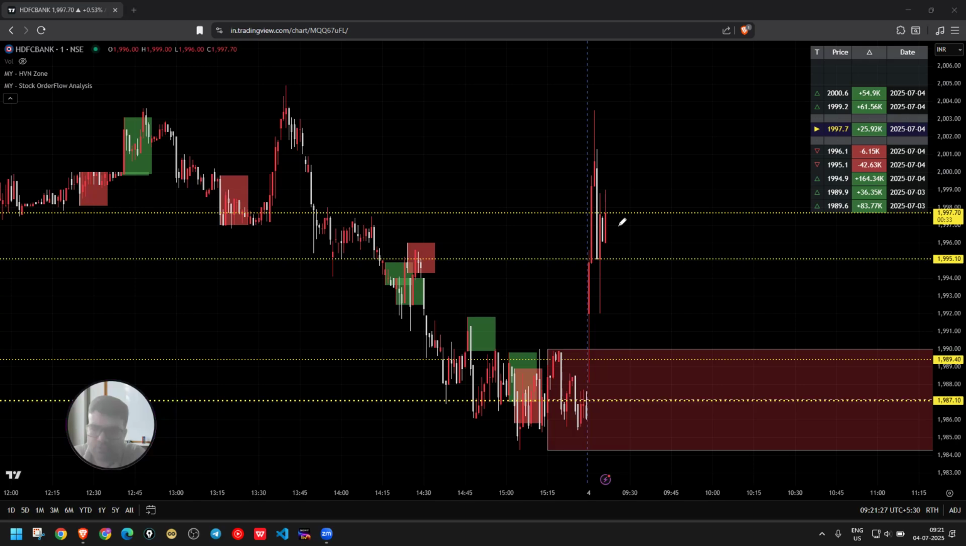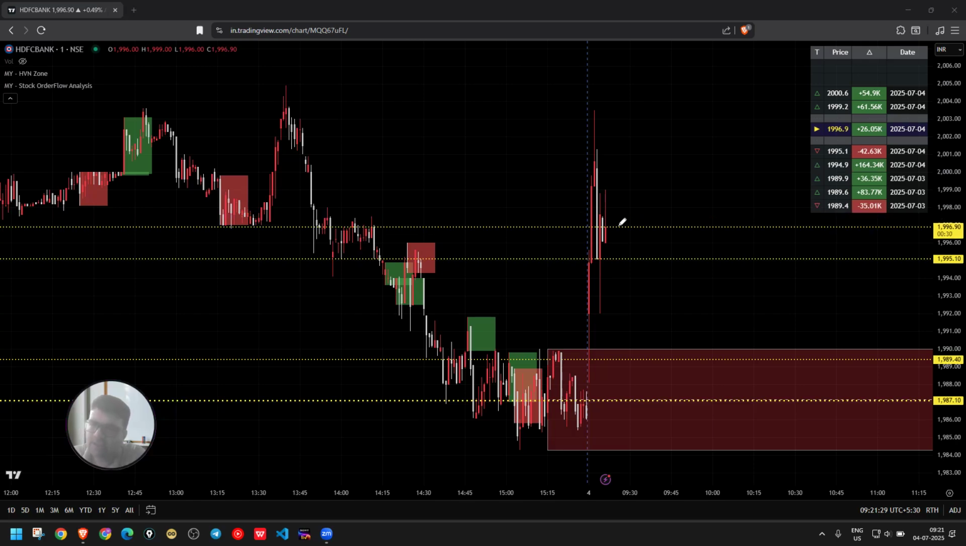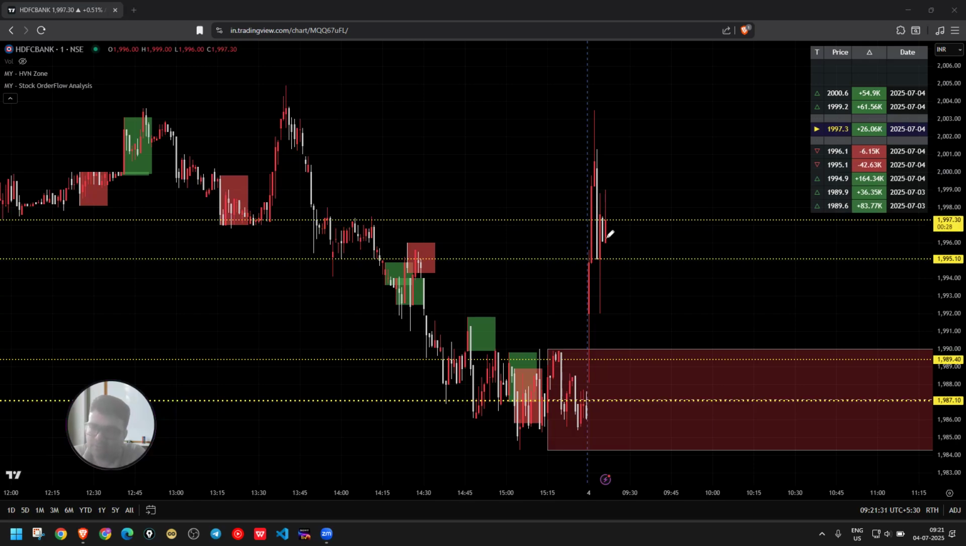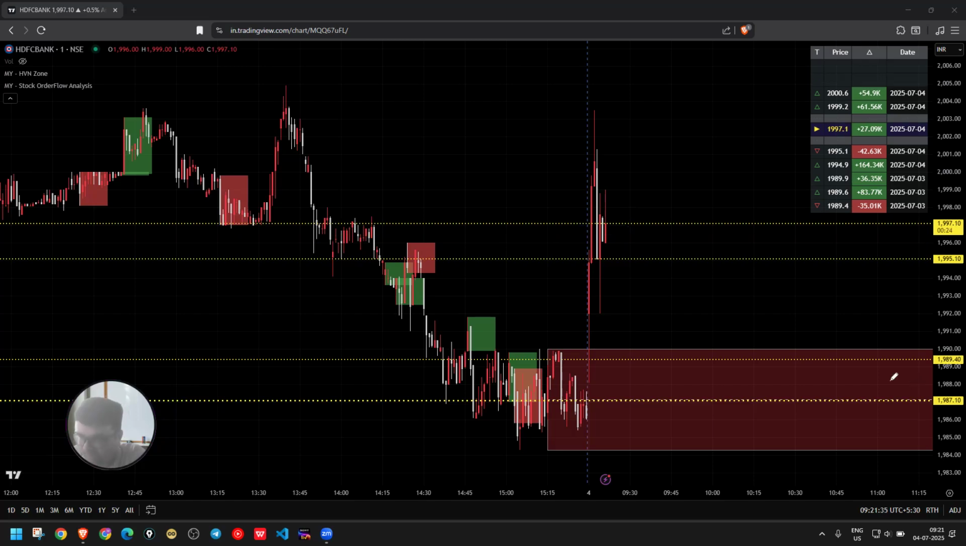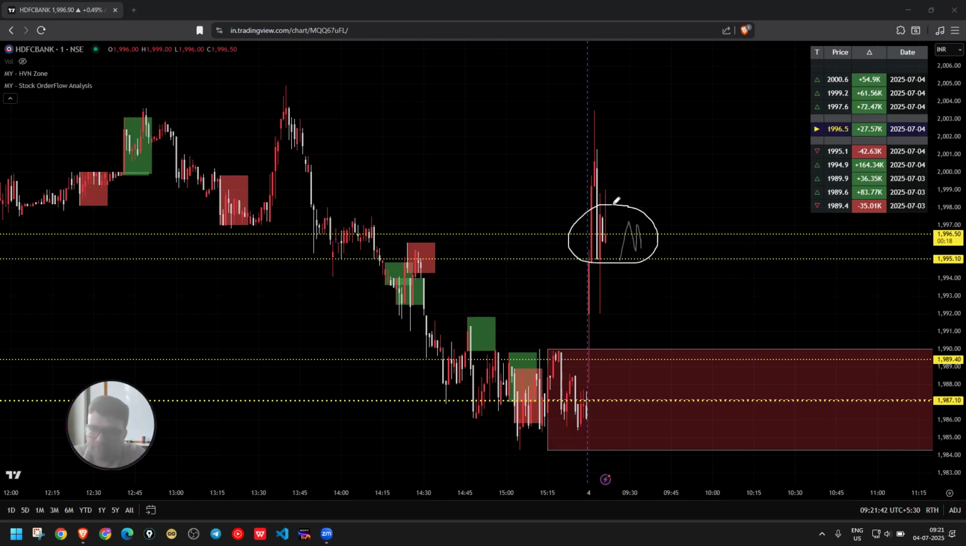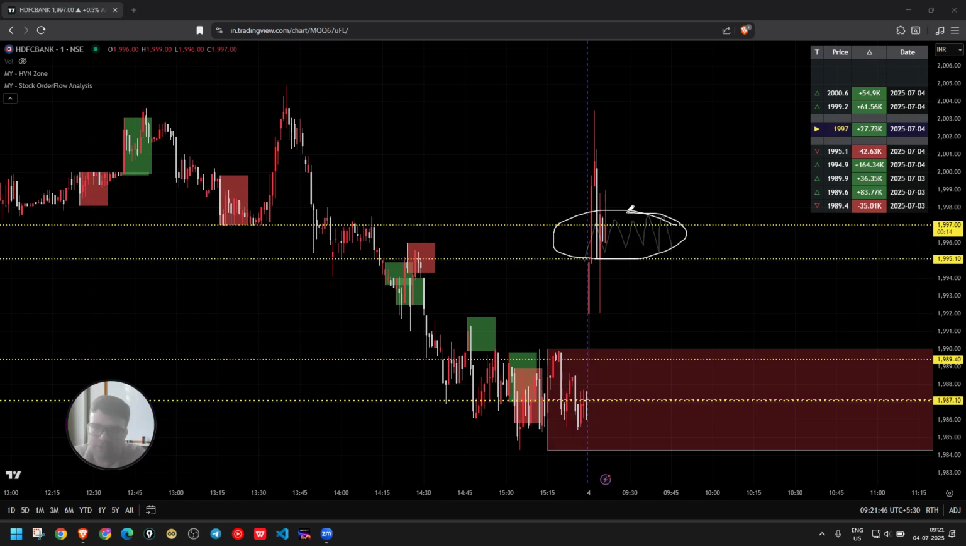So not to trade any auction right now, but I'll just be waiting and watching in terms of what is happening. It has been only about 6 minutes. The time is 9:21. So let it chop. Wherever you see chop, that's a good healthy auction. So let it chop, let it go sideways.